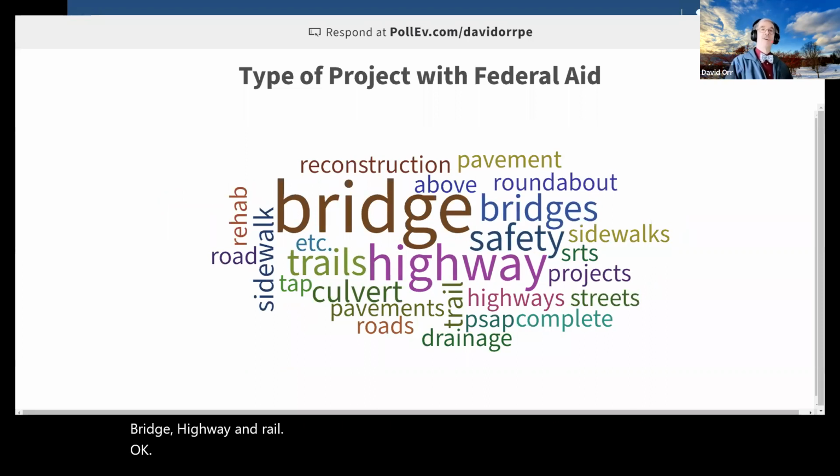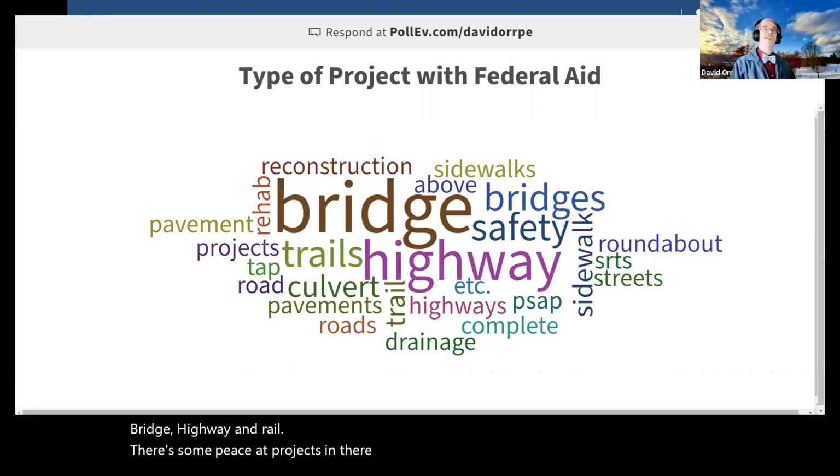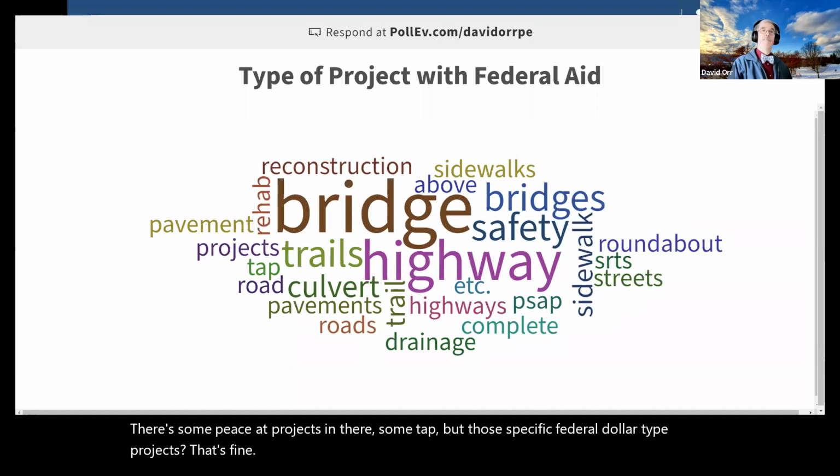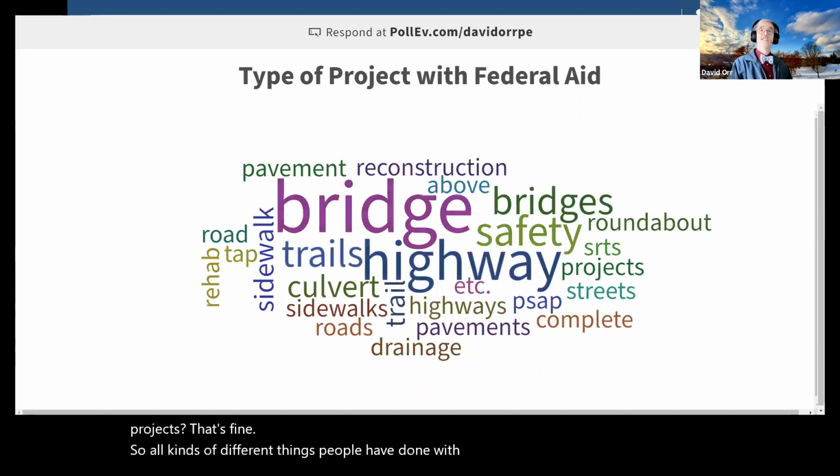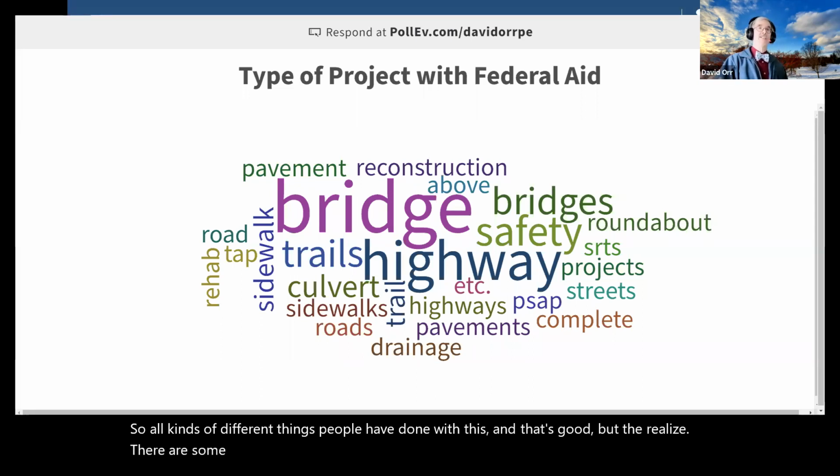There's some PSAP projects in there, some TAP, the specific federal dollar type projects, that's fine. So all kinds of different things people have done with this. And that's good. But realize there are some commonalities, whether you're doing a bridge or a highway.